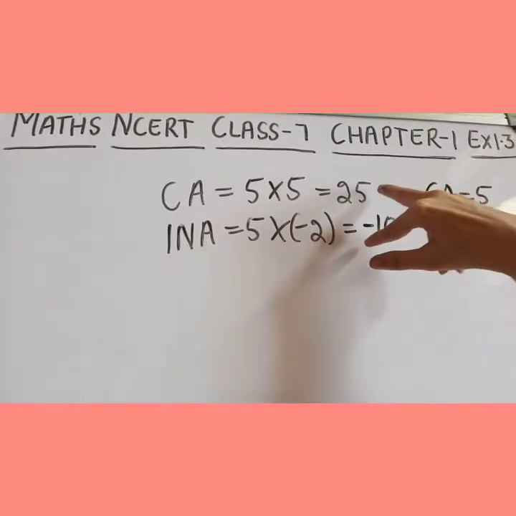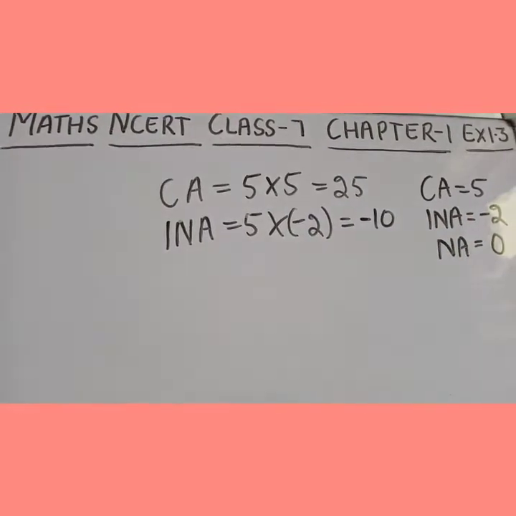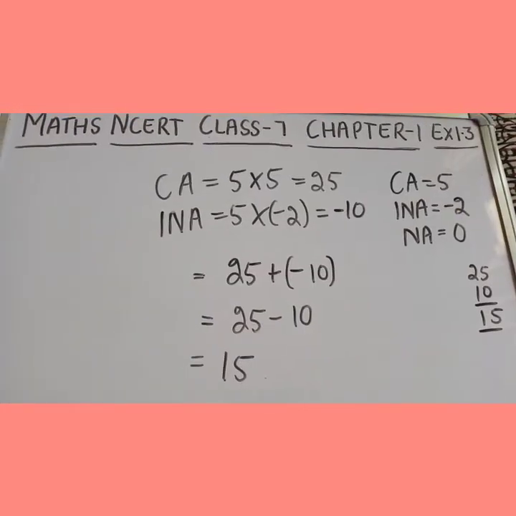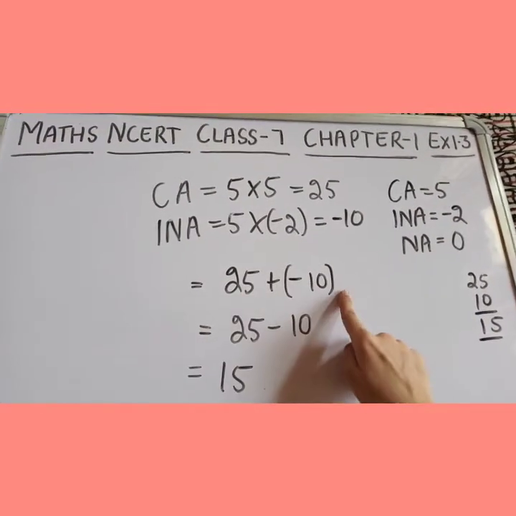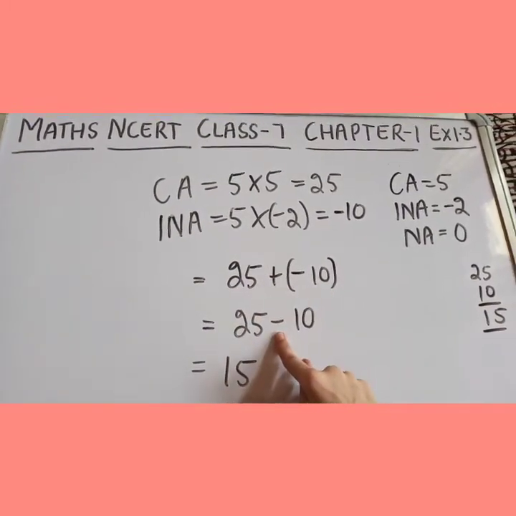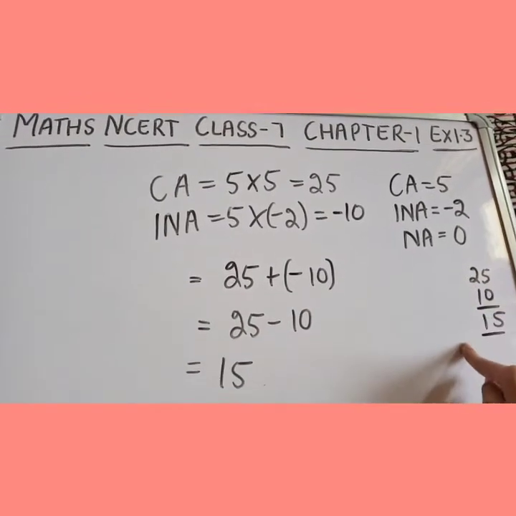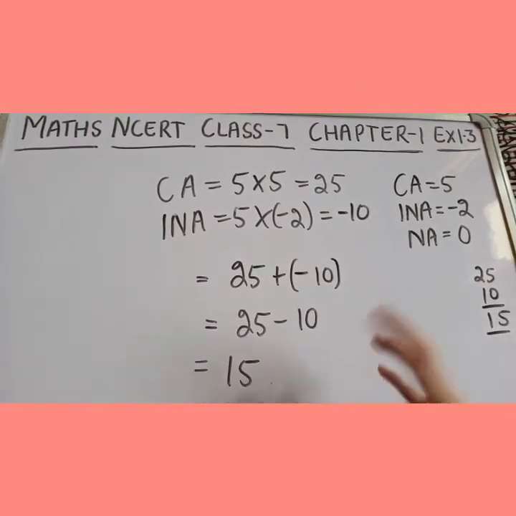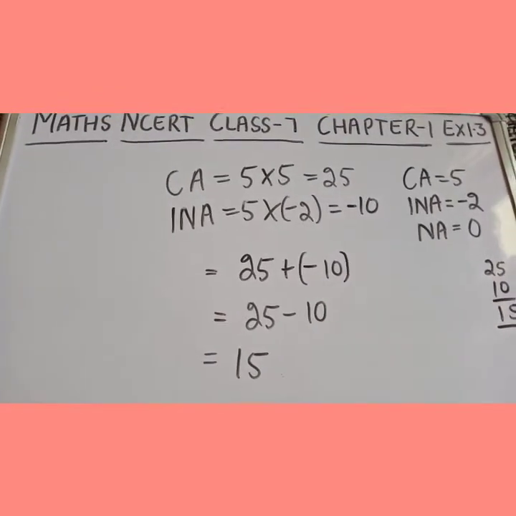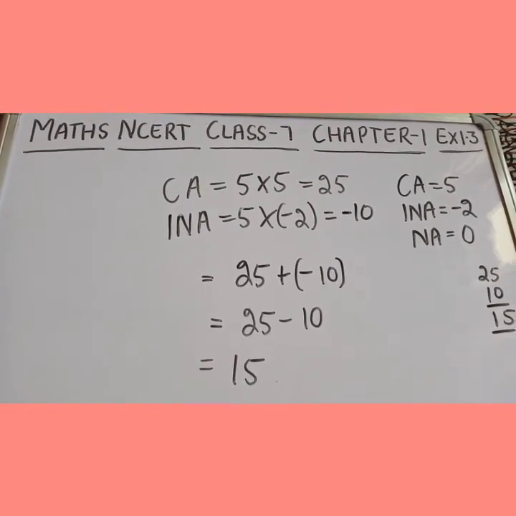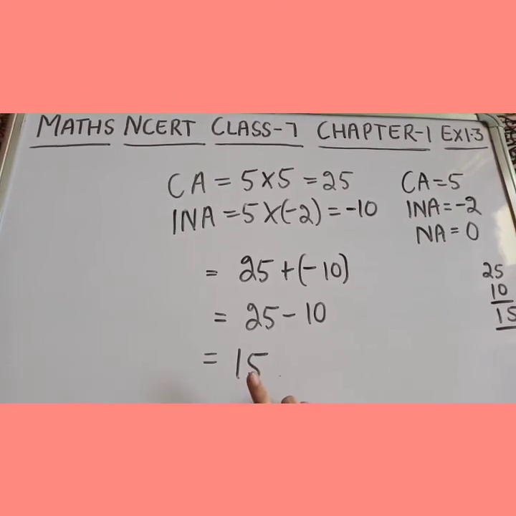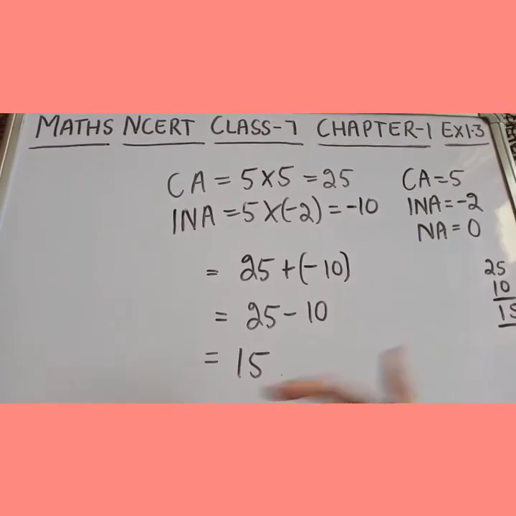Now you will add them, 25 and minus 10, to get the total number of marks Reshma got. When you add them, you have to subtract because plus minus is minus. Okay, now you will subtract them. I have done the calculation in the rough column. You can check it from there or you can do it by yourself on your notebook. You will calculate it and the answer you will get is 15. That means the total marks Reshma will get is 15.